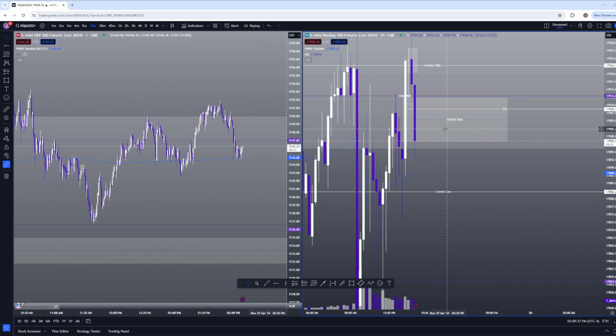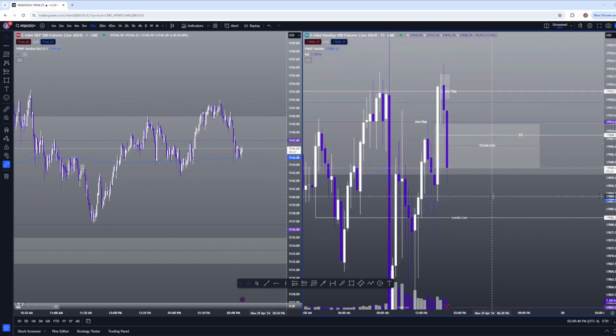We got like 6 minutes left on that 15-minute time frame. So this is a key level to keep your eye on.